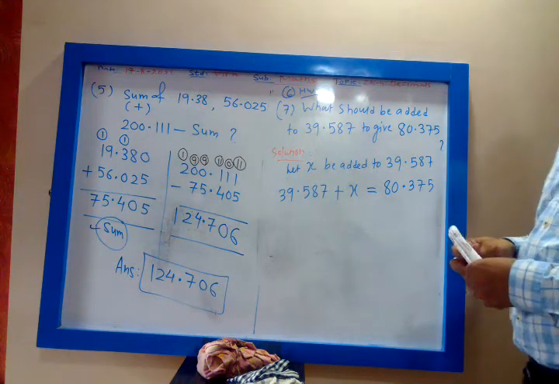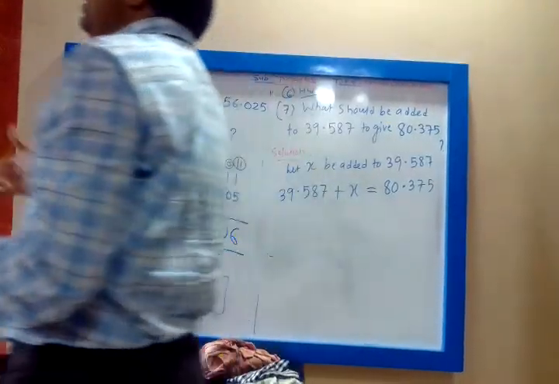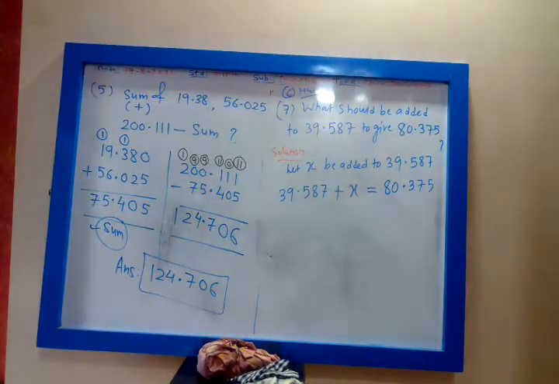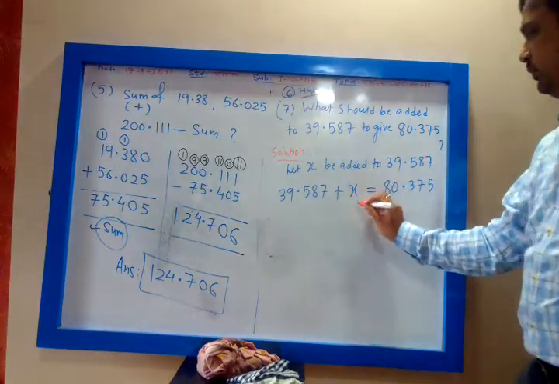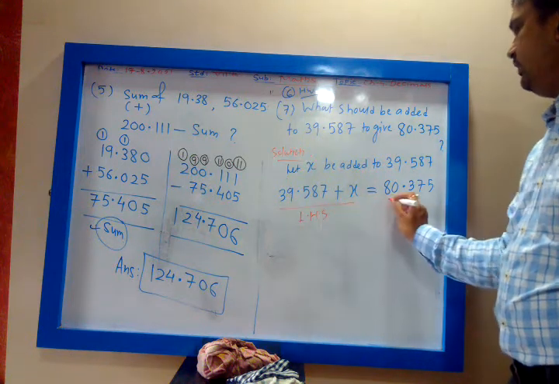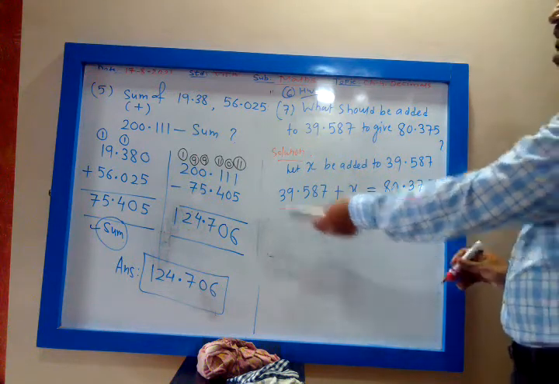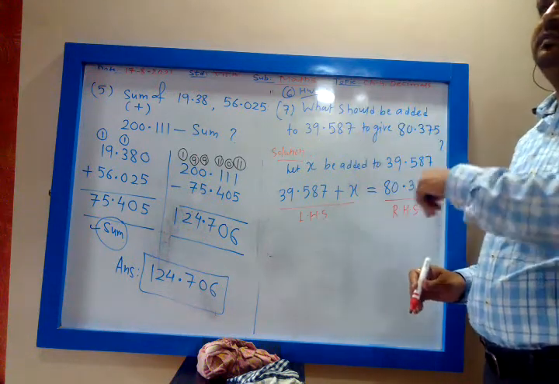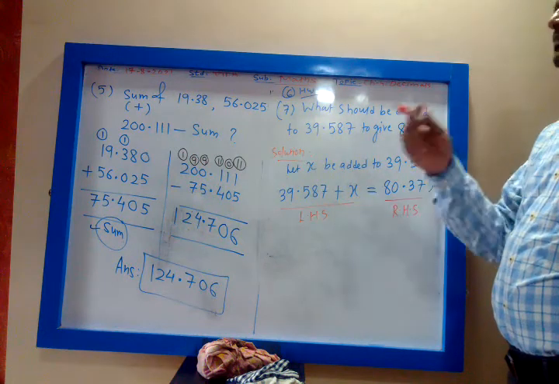What should be added to? The similar type of problem we have seen in integers. What integer should be added? Let x be added. Yes. So now see here. Before equal to, it is the left hand side. After equal to, it is the right hand side. And whenever you change the side, the sign changes. Plus becomes minus, minus becomes plus. Multiplication becomes division, division becomes multiplication.